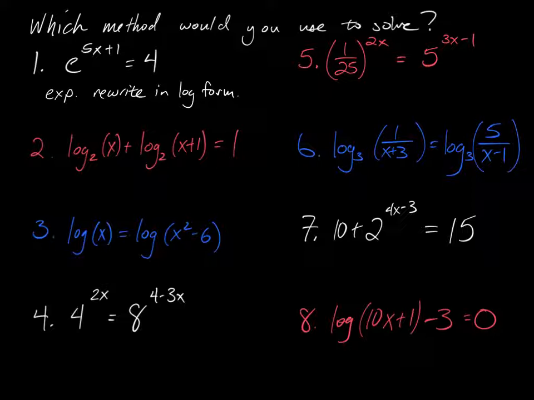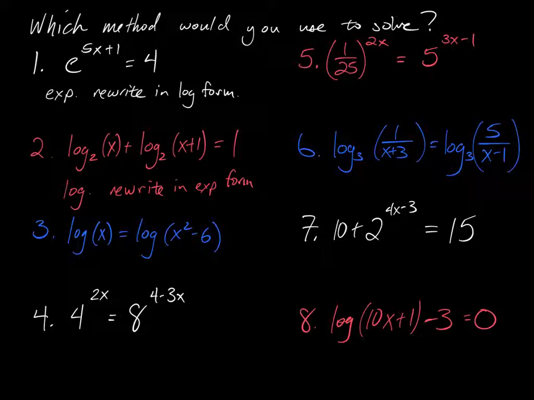The next one, number 2, I can see here that I have a log base 2 of x and a log base 2 of x plus 1, and on the other side of the equation I just have this lonely 1, this constant. It's not inside a log base 2. That's my clue. This is a log equation, and this needs to be rewritten in exponential form.